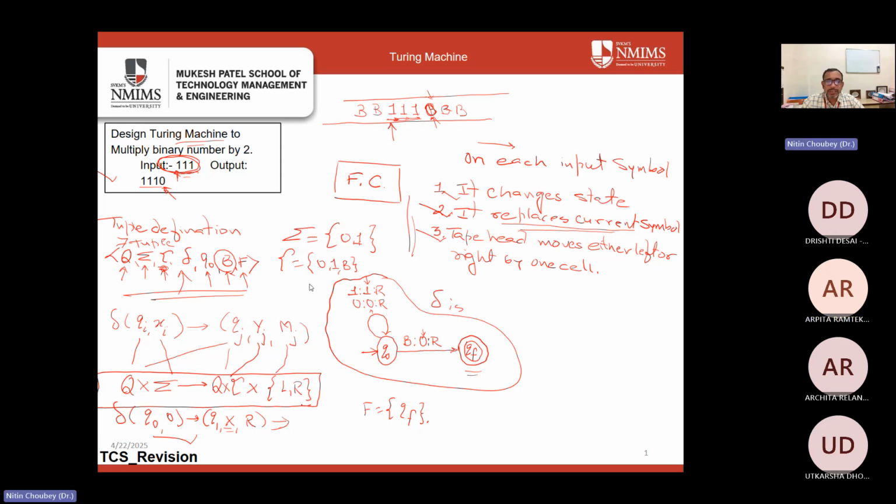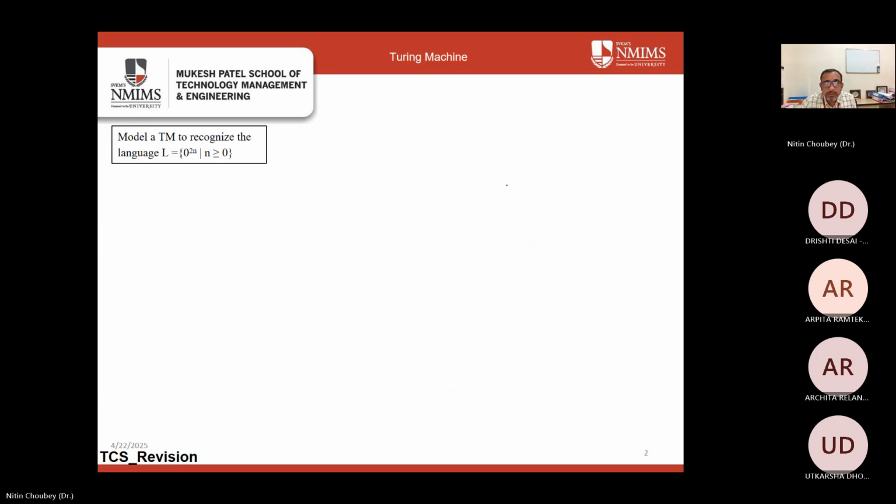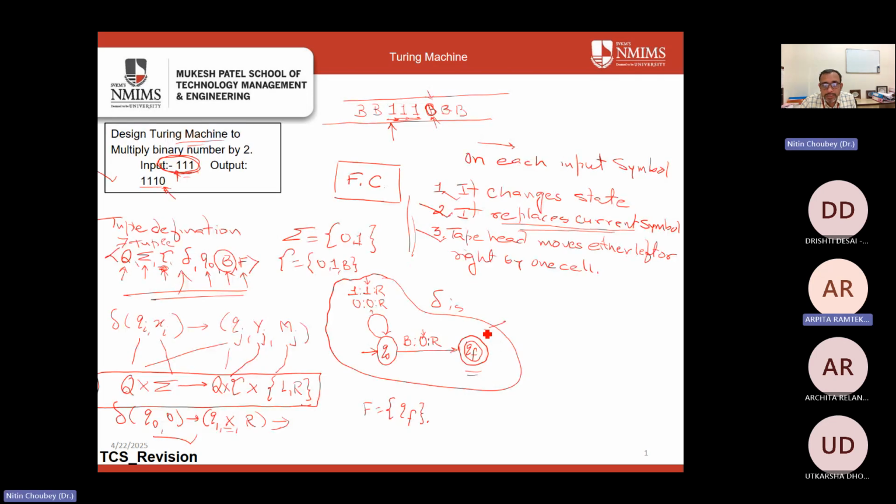Basically, what is the table? The table is nothing but the tabular representation of this delta function, written in tabular form. Basically, what we are trying to show here is how our Turing machine works, which we already represented here in terms of delta, right? So this itself is your transition function mapping.